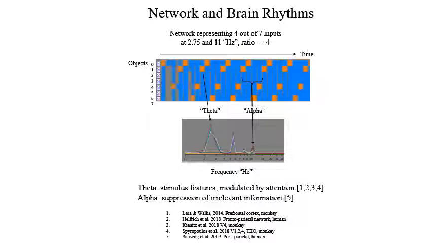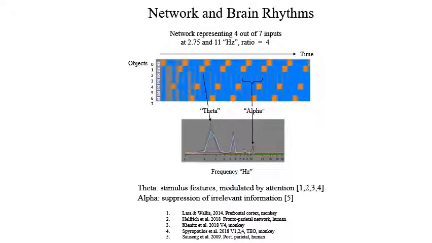The oscillations generated by the network may have some bearing on brain rhythms. In animal and human studies, stimulus features that are modulated by attention appear to be carried by a low-frequency theta rhythm, whereas alpha is associated with the suppression of irrelevant information.